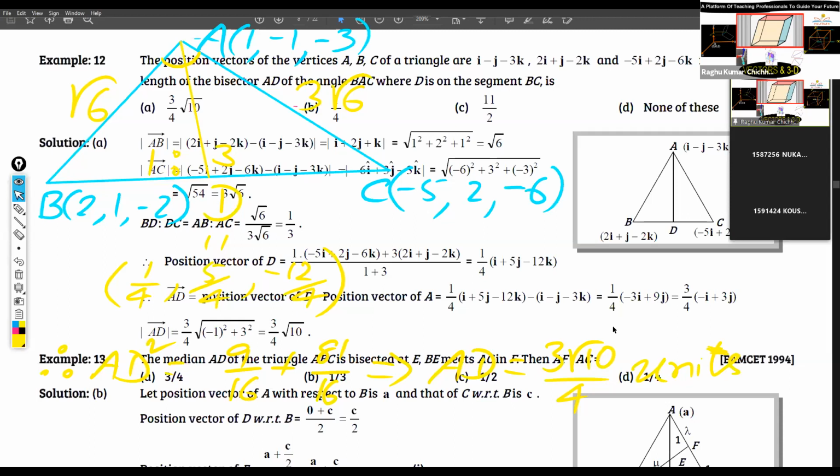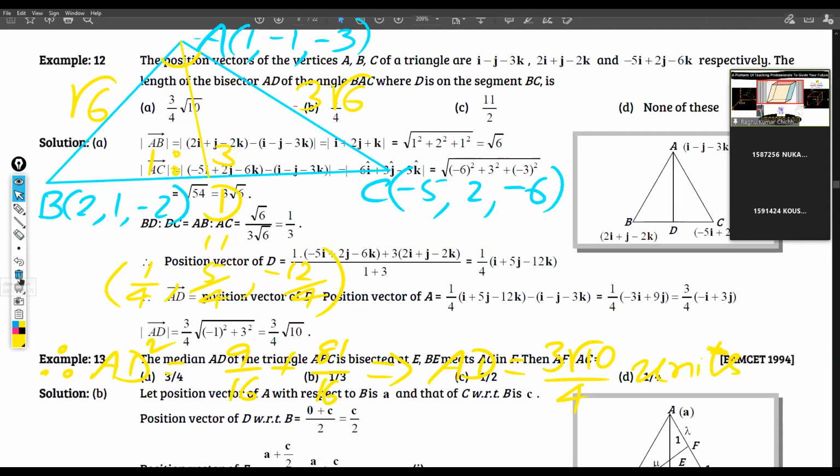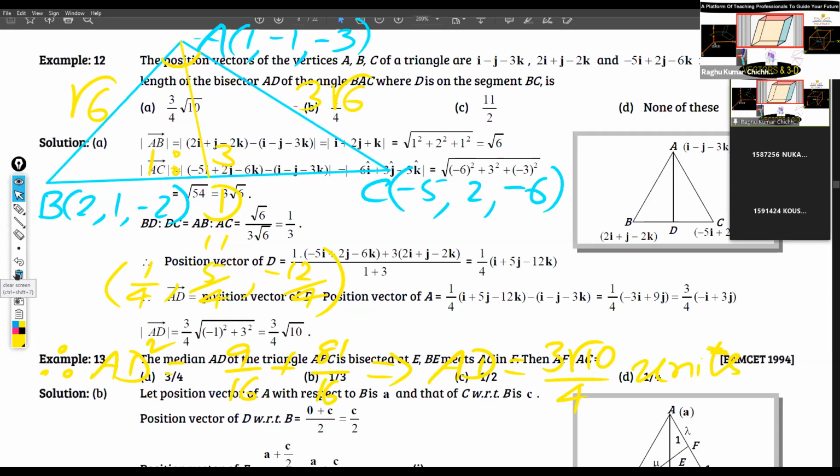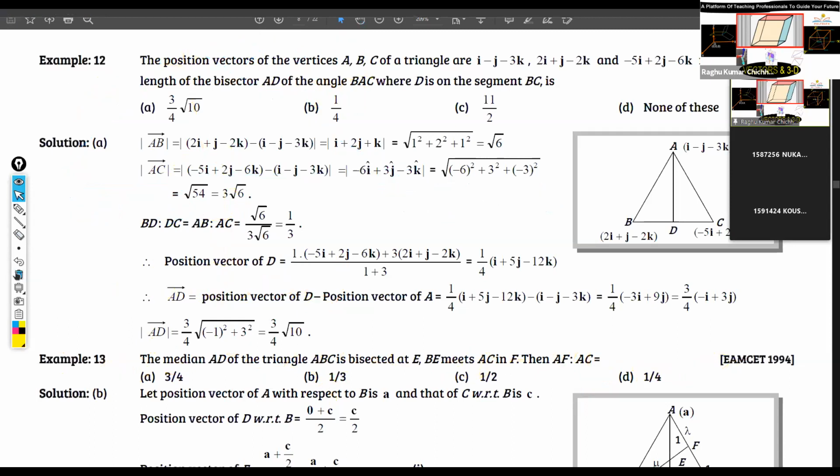Oh, 3 by 4 root 10. We got it, I think. Yes, sir. 3 by 4 root 10. That's the first option. Kaushik? Sir. Clear, no? Yes, sir. I'm erasing this. Now, please work out along with me.